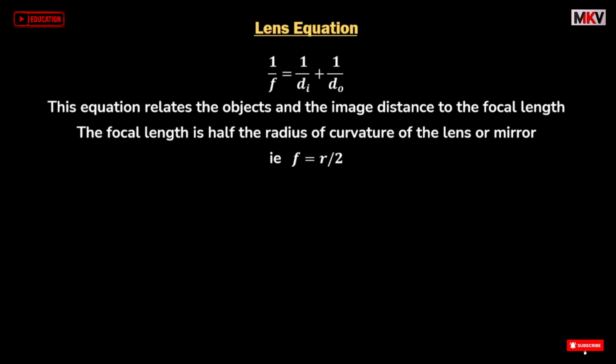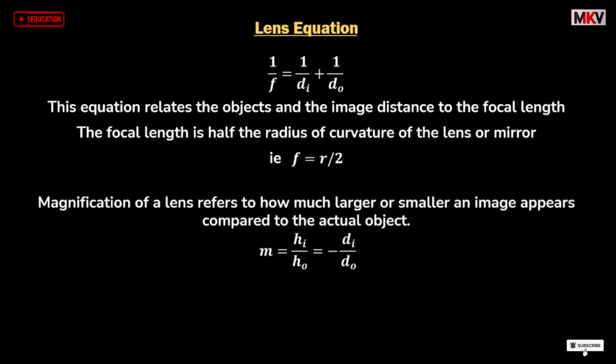If we take the radius of curvature of the lens, which is the point C. If you take a circle, the center of the circle is the center of curvature, and a curve of the circle gives the radius of curvature. We've done that in our previous video. So therefore, focal length f is equal to r over 2, where r is our radius of curvature.